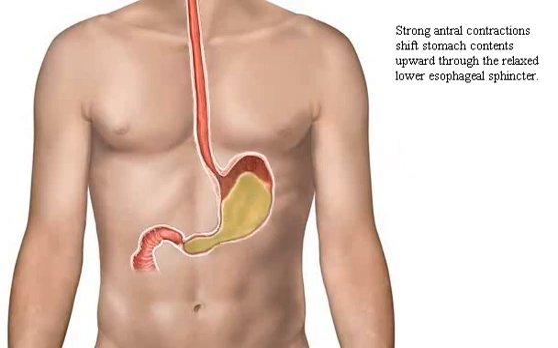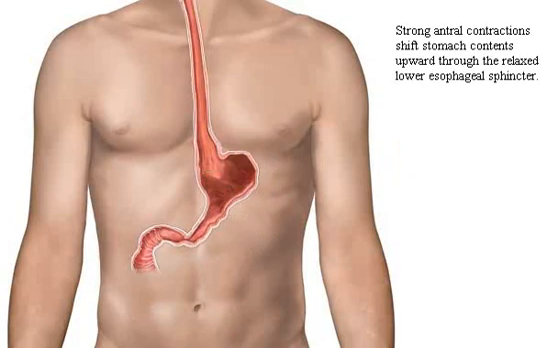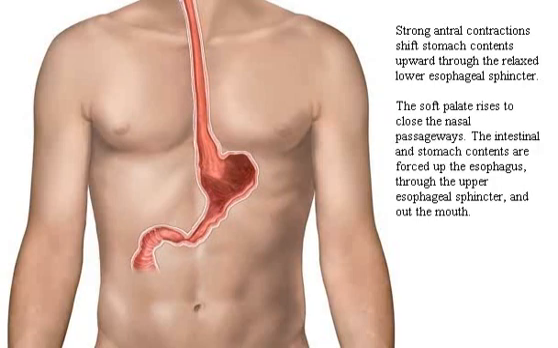Strong antral contractions shift stomach contents upward through the relaxed lower esophageal sphincter. The soft palate rises to close the nasal passageways. The intestinal and stomach contents are forced up the esophagus through the upper esophageal sphincter and out the mouth. Click the stomach.